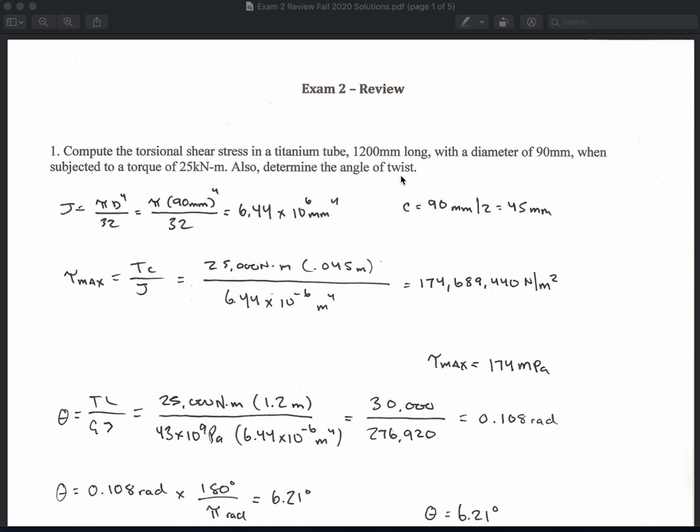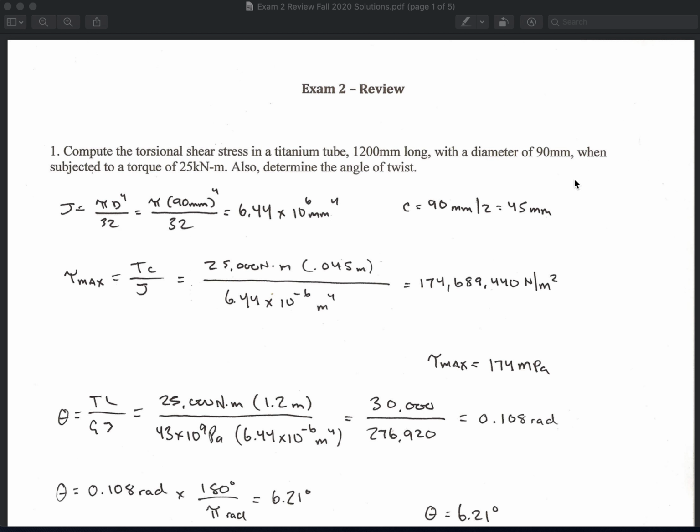So for these problems, the main equation is tau max equals Tc over J. This is the maximum torsional shear stress, where T is the torsion, C is the distance from the center to the outer edge of the cylinder, which in this case is the radius, and J is the polar moment of inertia. First, we need to get the polar moment of inertia using the equation for a circle, which is pi d to the fourth over 32.